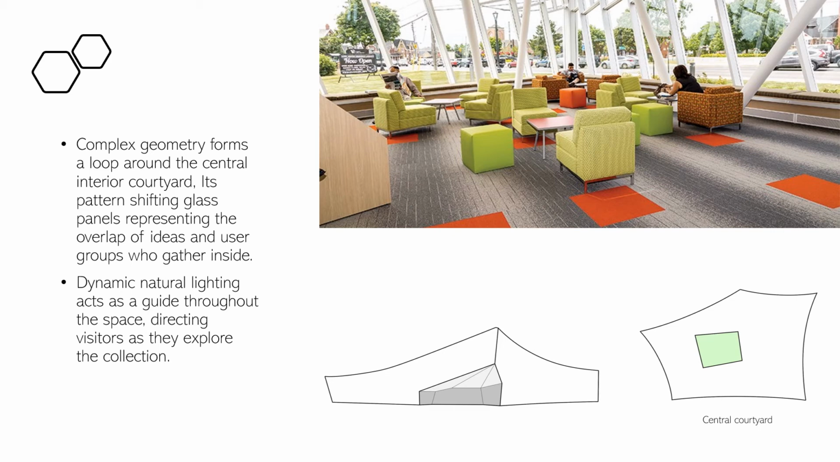The transparent walls within the building also visually interlink spaces within the library while making a connection to the surrounding community. They also allow dynamic natural lighting to come inside the building and act as a guide throughout the space, directing visitors as they explore the library.